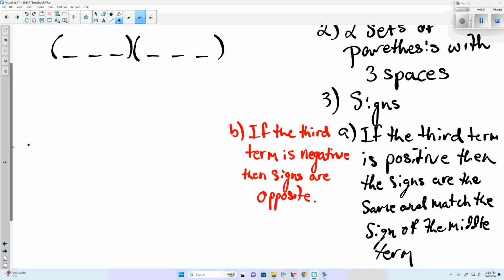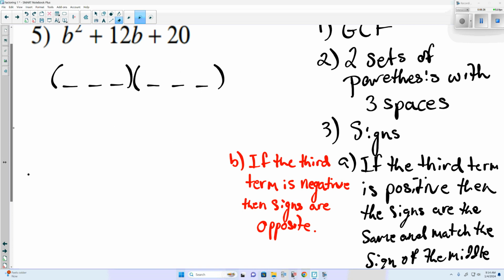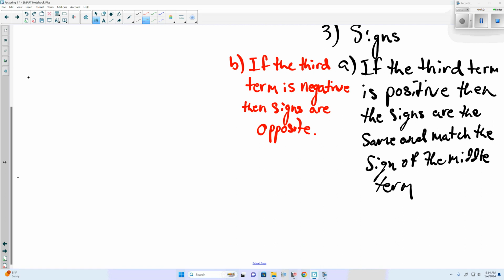And I realize I'm missing a few words when I wrote. But if we look back at this here, b squared plus 12b plus 20. If the sign of the third term is positive, then the signs are the same and match the sign of the middle term. If the sign of the third term is negative, the signs are opposite. Well, here the sign of our third term, our constant term, is positive. So the signs are the same and match the sign of the middle term, which is also positive. So in this case, we'd have plus and plus. Questions on this here? Okay, that takes care of step number 3.